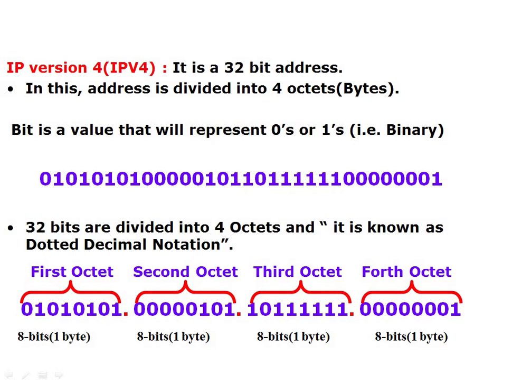Now we will focus on IP version 4, Internet Protocol version 4. It is a 32-bit address. The 32-bit address is divided into 4 octets. All addresses are represented by 0s and 1s, that is, binary numbers. So that is the 32-bit address. We will see how it is divided: the 32-bit address is divided into 4 octets like that pattern.